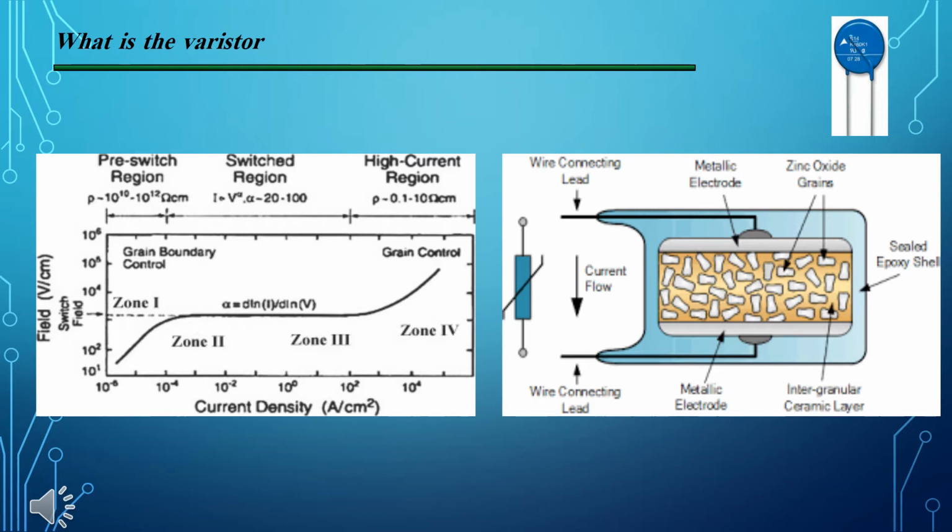The varistor is used to protect the electrical and electronic system from a transient overvoltage. The current-voltage characteristics of varistors are very similar to that of a back-to-back Zener diode, which is used as a voltage regulator.